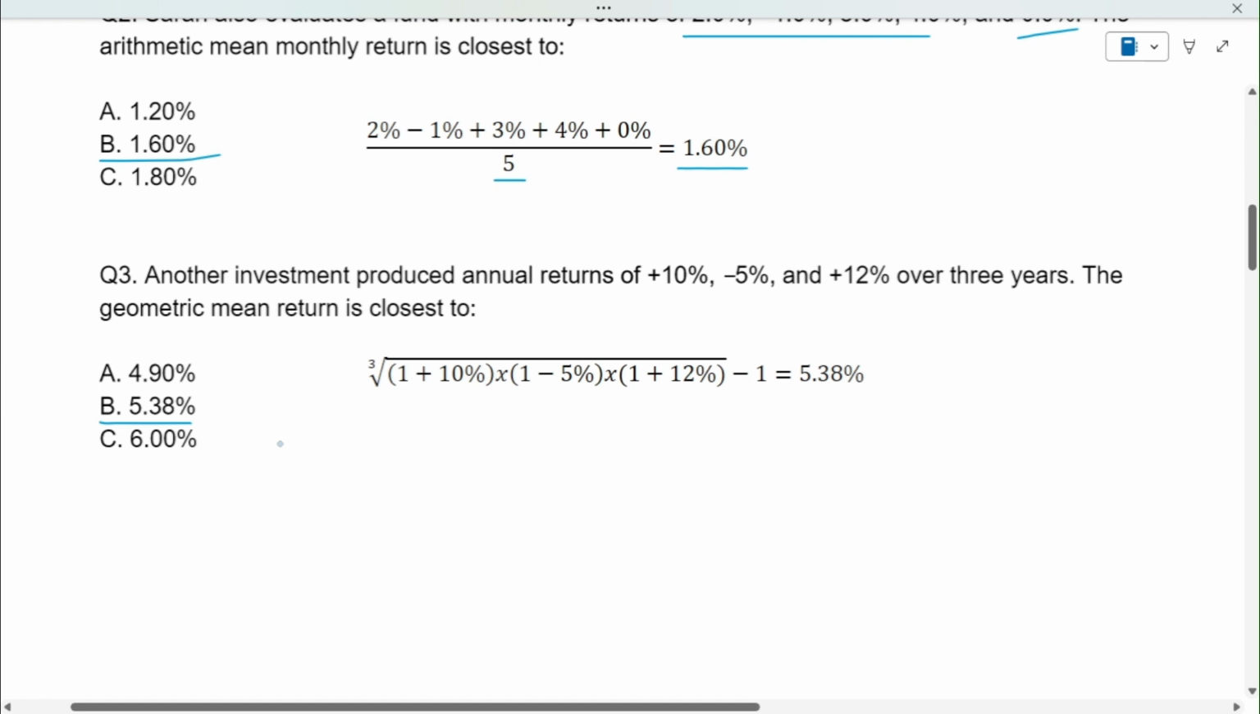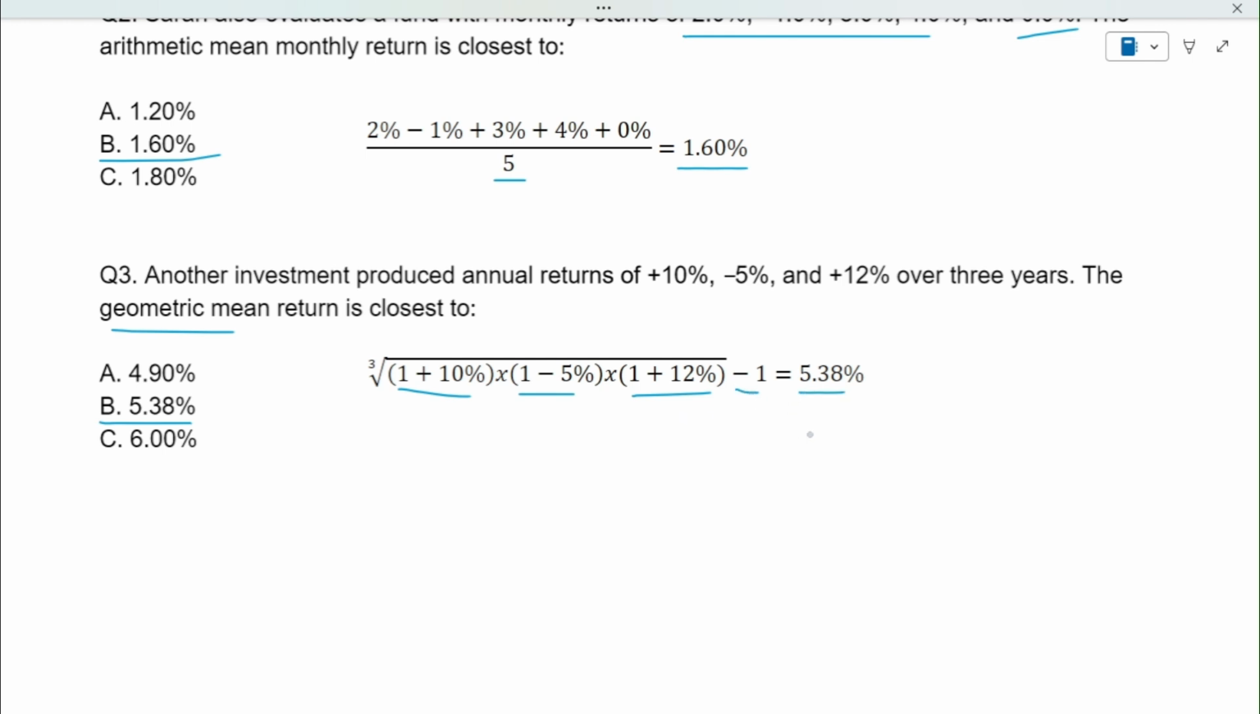Another investment produced annual returns of 10%, minus 5%, and 12% over 3 years. The geometric mean return is closest to. Okay, now we are going to add 1 to each of the individual returns and find their product, then take the root of the calculation and subtract 1 from that. And it's going to be 5.38%, and the answer is B here.